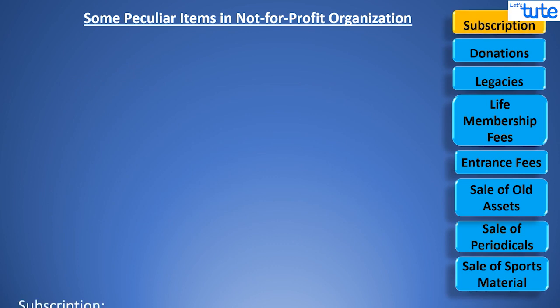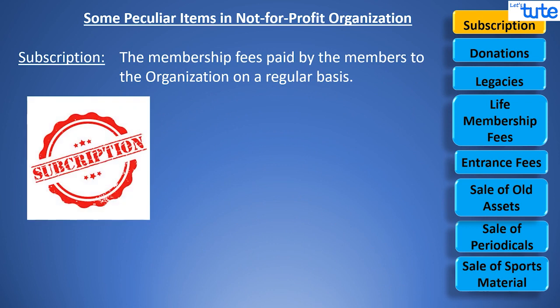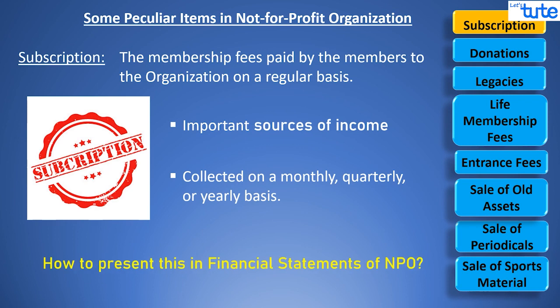First one is subscription. In non-profit organizations, subscription means the membership fees paid by the members to the organization on regular basis. This is one of the most important sources of income for such organizations. It can be collected on monthly, quarterly or yearly basis. Now how will this be accounted or presented in financial statements of NPO?